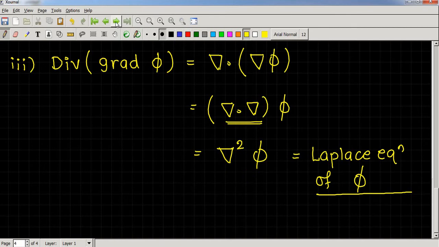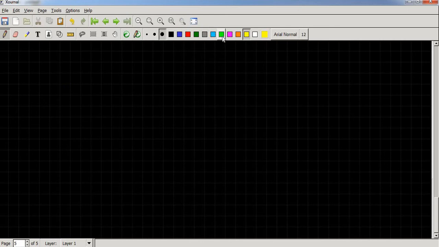So by using these three, we can summarize or generalize one result. If we consider D represents divergence, then curl and gradient.